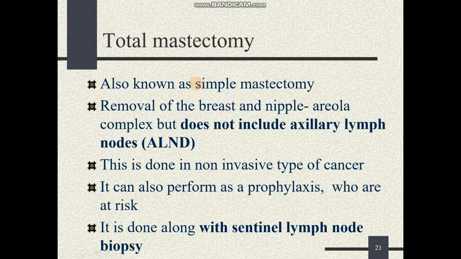Total mastectomy is also termed simple mastectomy. Here, axillary lymph nodes are not taken. That is the difference. This is done in non-invasive type of cancer. It can also be performed as a prophylactic treatment. It is done along with sentinel lymph node biopsy. We can do sentinel lymph node biopsy, but we are not doing axillary lymph node biopsy or dissection. What is sentinel lymph node biopsy? We will study in the next slides.